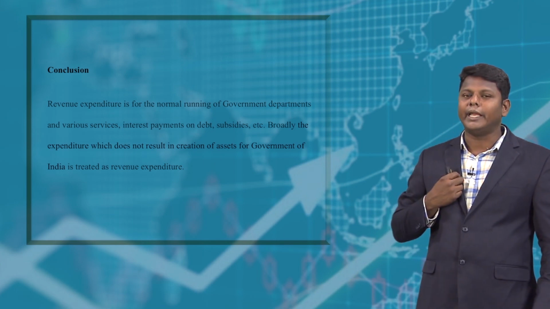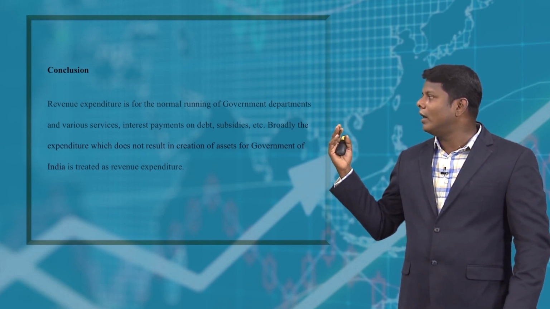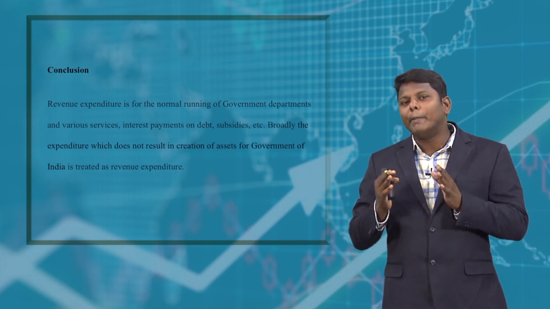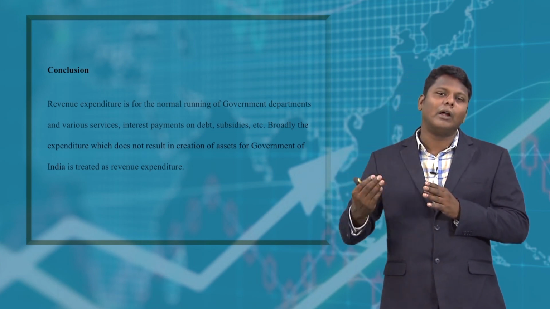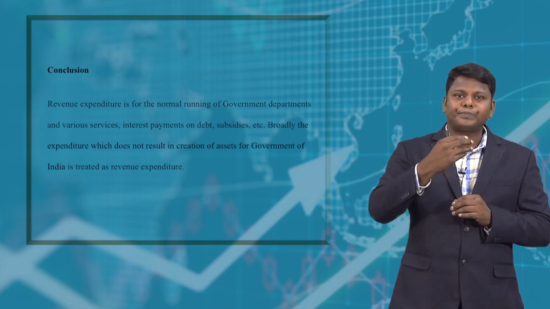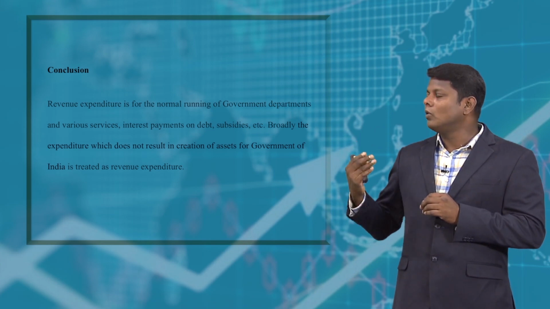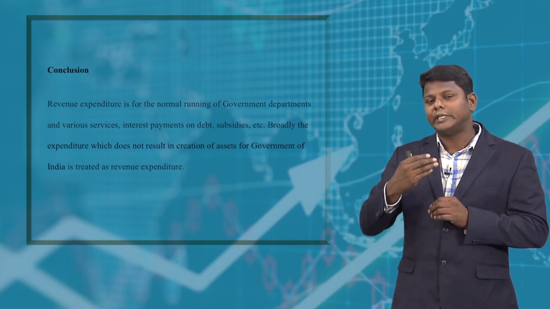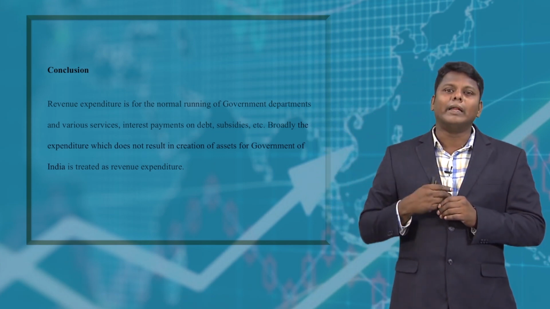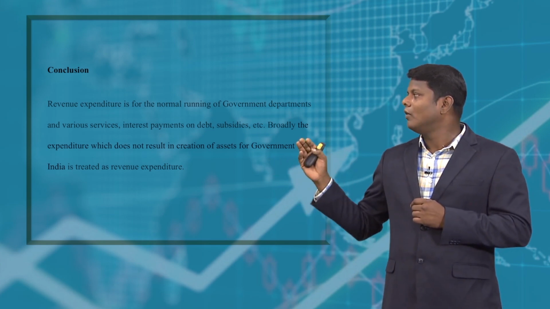I would like to conclude the session by saying, so far we were discussing revenue expenditure. This revenue expenditure is for the normal running of government departments and various services, interest payments and debts, subsidies, etc. Revenue expenditure basically means money spent for the day-to-day business of the government, for various services, and for the interest paid on loans taken by the union government from agencies like the World Bank or IMF or from other countries. Also money given as a subsidy to state governments and union territories. Also money given as a grant to state governments, union territories, or to other underdeveloped countries for their welfare.